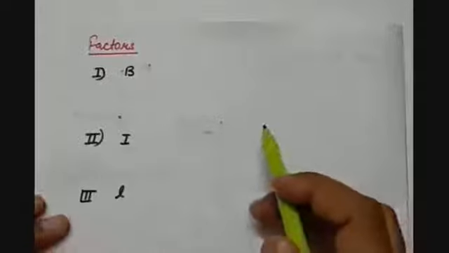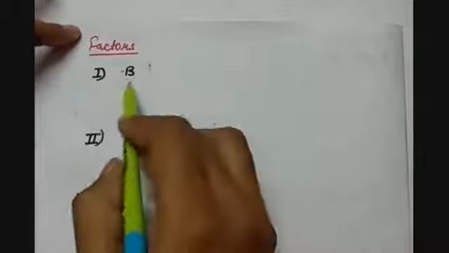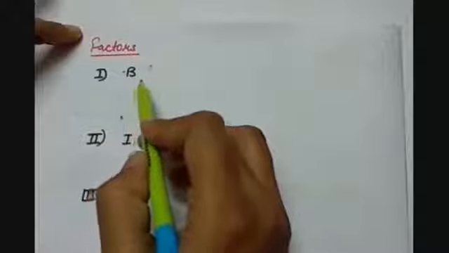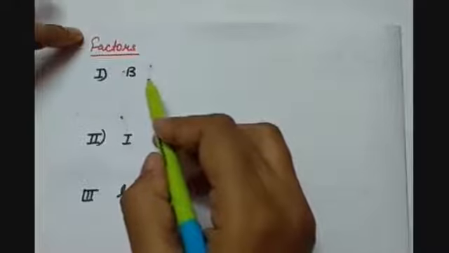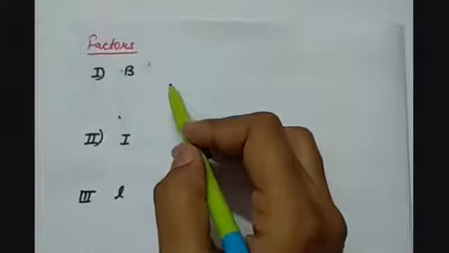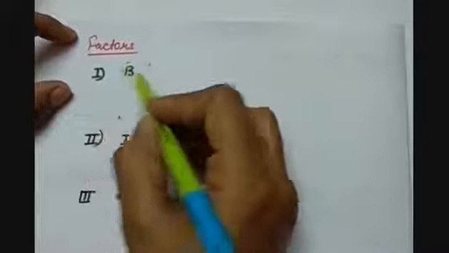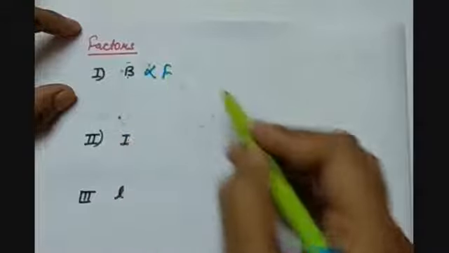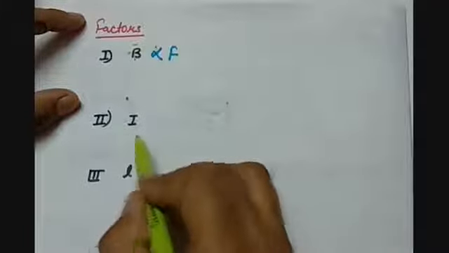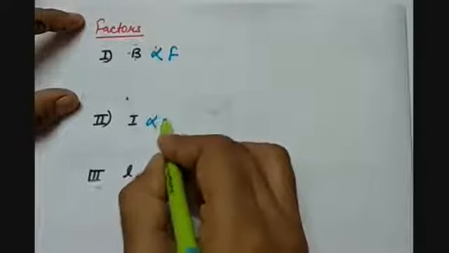Now let us understand the effect of various factors on the force. First is the magnetic field strength. The force, or you can say the motion or deflection, will be more if the magnetic field strength is more. That means magnetic field strength is directly proportional to the force or the motion. Second is current. The higher the amount of current, the higher the force produced.